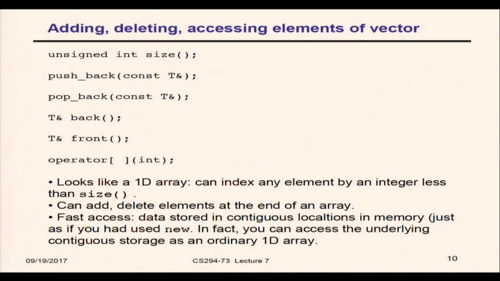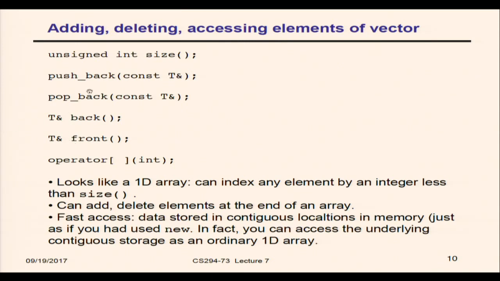Now, let's talk about how you add, delete, and access elements of a vector. Here's a function that you have: how big is your vector? How many elements do you have in it? Here are two functions, push_back of t and pop_back. What push_back does is it says, okay, I have a vector of length whatever, and I'm going to add one more element at the very end of the vector and set that value to t. Pop_back does the other direction. It says go to the very end and delete the last element of the vector.